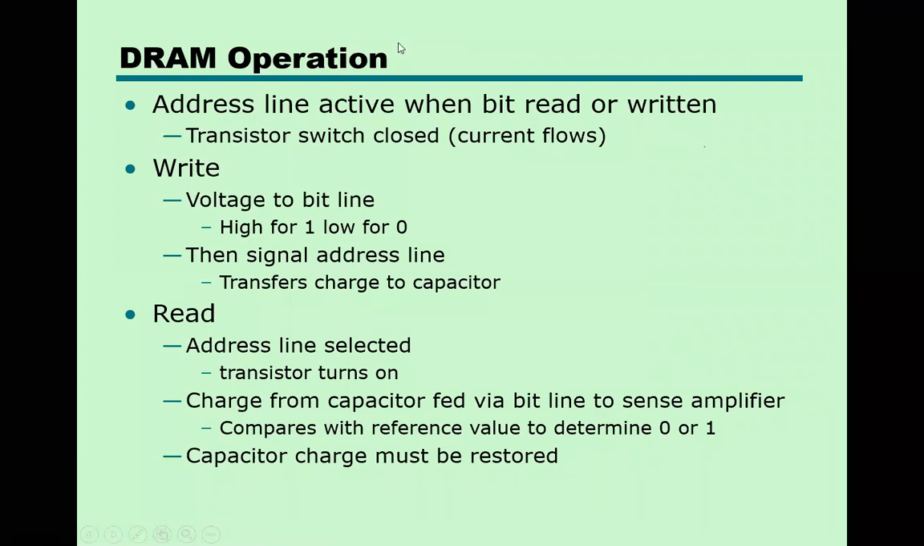Whenever you want to either read from a cell or write to a particular cell, the respective address line will be active, because the address line chooses a particular cell. So this line will be active. And what is the purpose of the transistor? Mainly, the first purpose is to switch and the second one is to amplify. Switch and amplify. This is the main purpose of a transistor.